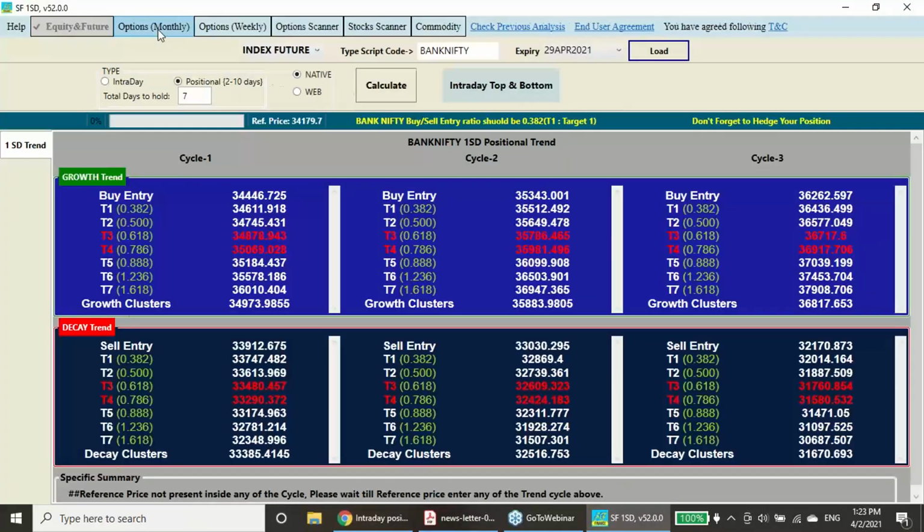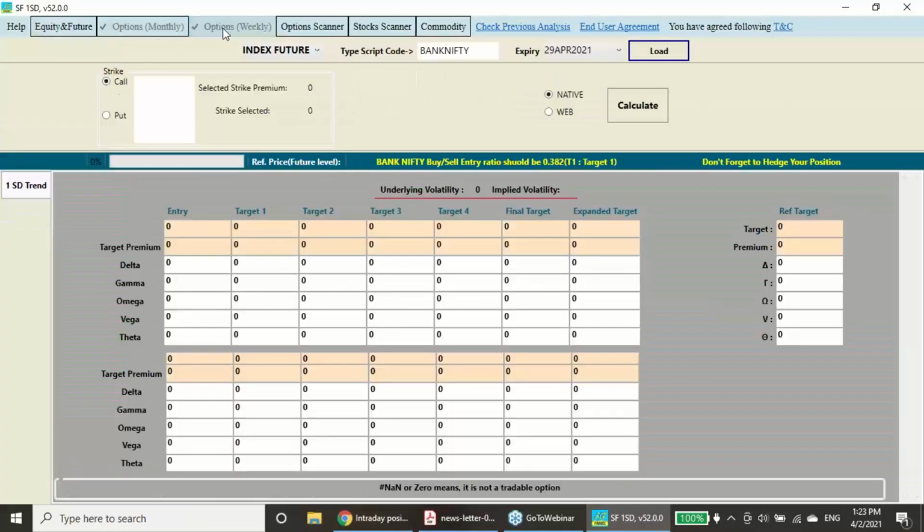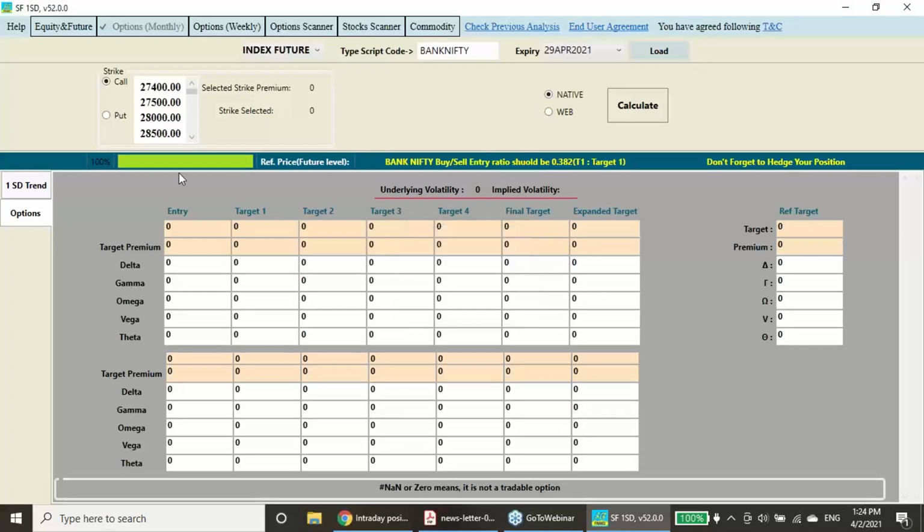Options also you can trade. You can trade weekly options and monthly options also. You have the option scanner along with all its delta, gamma, theta, everything. So any kind of option, suppose I want to trade the Bank Nifty options of 29th April, these are the intraday levels it can generate.